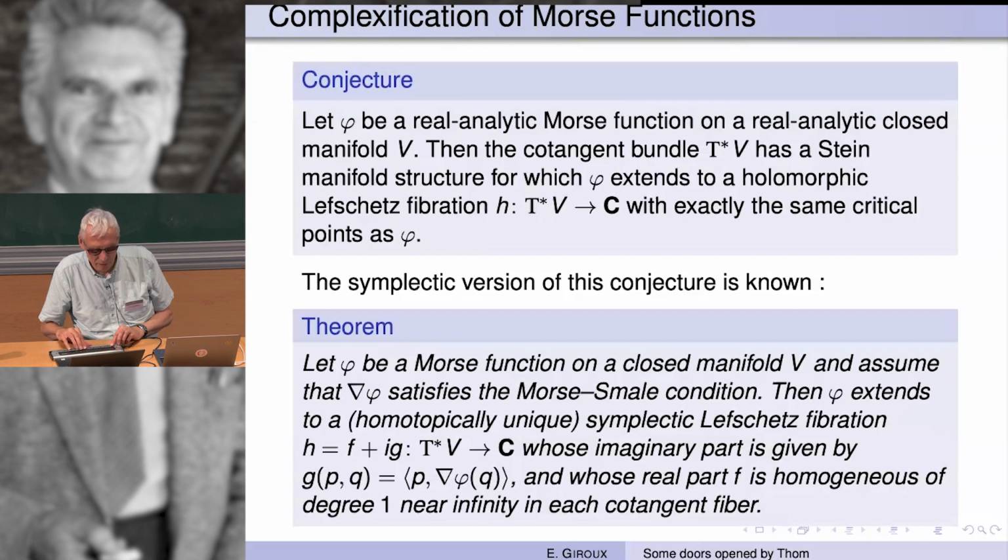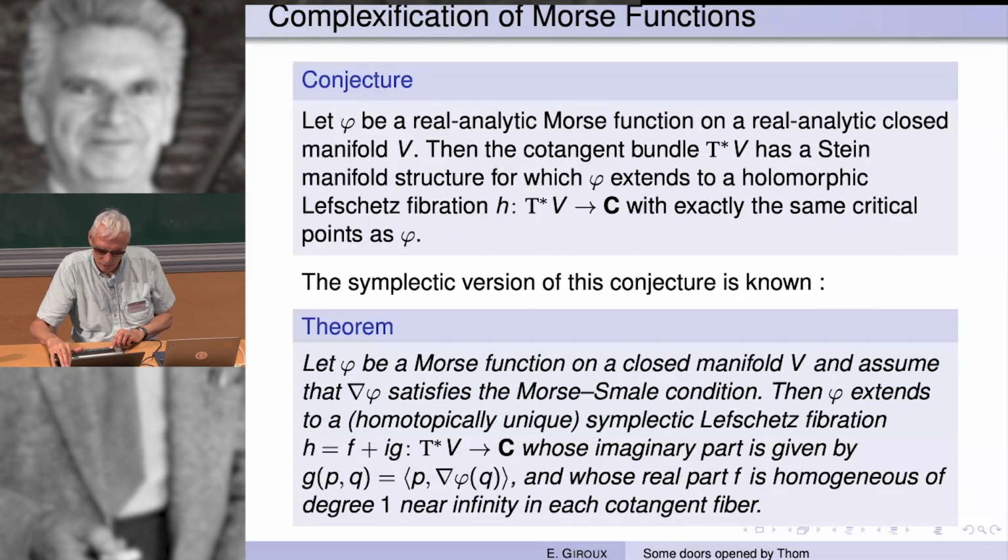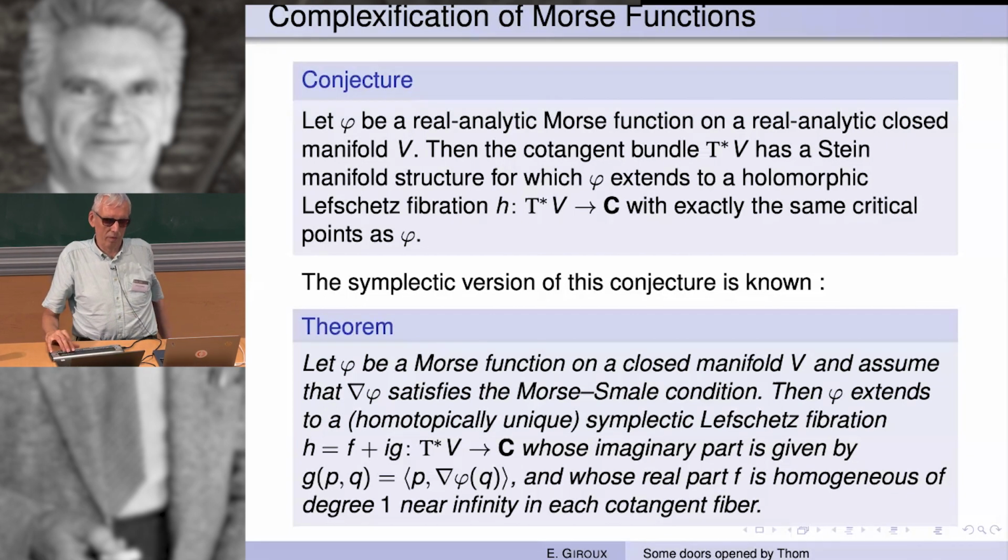And let me recall that a Lefschetz fibration is the complex analog of a Morse function, but because the complement of critical values in the complex plane is connected now, you want to have a map whose fibers are all the same. So somehow a Lefschetz fibration is something which looks like a fibration, which is a fibration near infinity and whose critical points are non-degenerate.